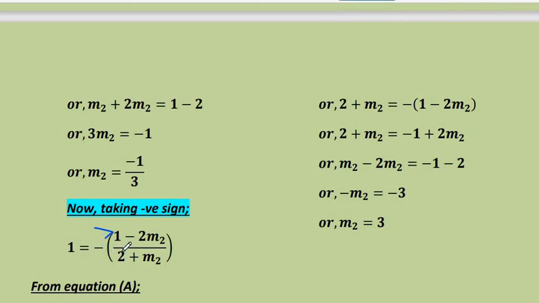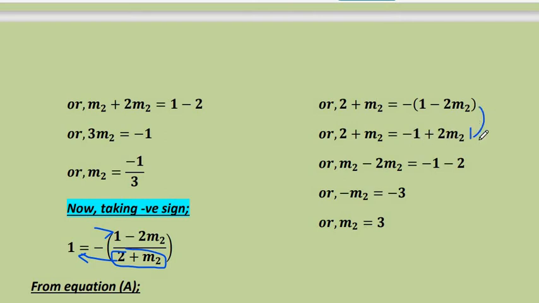I did the cross multiplication of 2 plus m2 with this 1, and it equals 2 plus m2. And on the right hand side there is minus times (1 minus 2m2). We have to keep the bracket because this minus should multiply every term inside the bracket, and what is left is 2 plus m2 equals minus 1 plus 2m2.